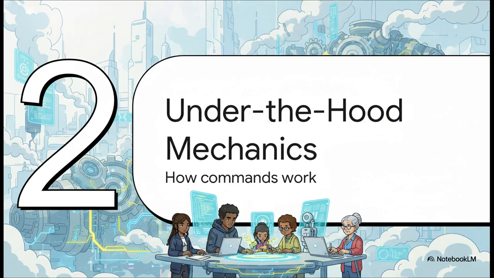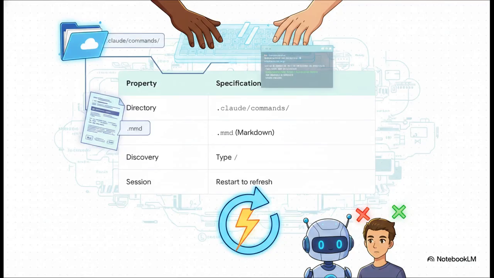Moving right along to Section 2, the under-the-hood mechanics. To create a custom command, there are just a few architectural ground rules we have to follow. First, your command files must live in a very specific directory, a .claude folder, and inside that, a commands folder located right in your project's root. The file format itself is .mmd, which just stands for Markdown. Once created, you trigger them by typing a /.